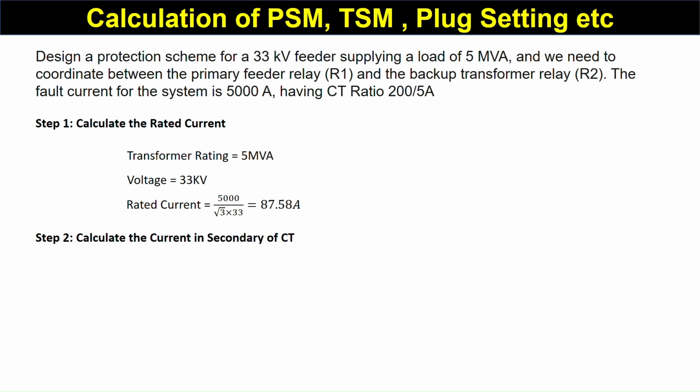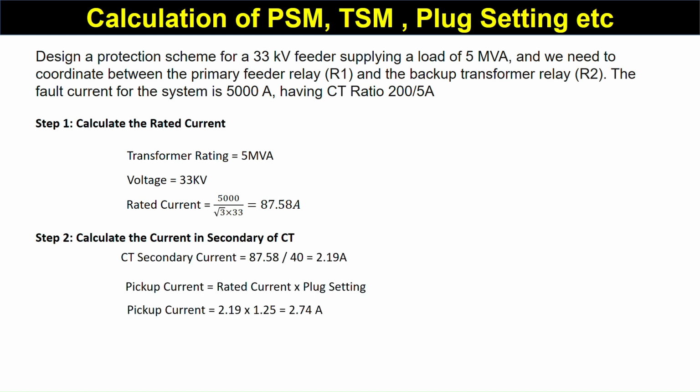Second step is to calculate the current in the secondary of the CT. We have a CT of 200 by 5. We have to calculate what will be the current in the secondary of the CT. CT secondary current is 87.58 divided by 40, because 200 divided by 5 is 40. We have to divide by the CT ratio, that is 40. It becomes 2.19 amperes. That means in the CT secondary we have a current of 2.19 amperes.